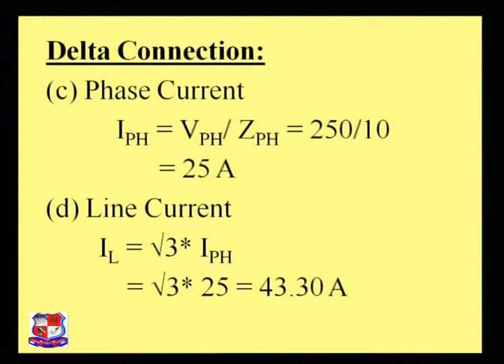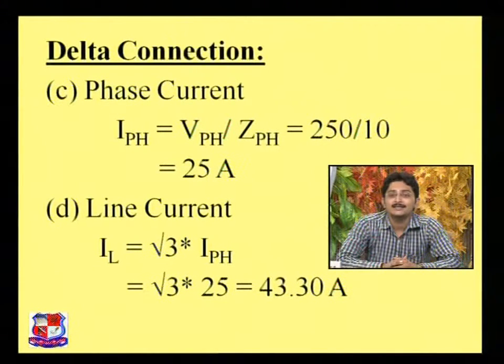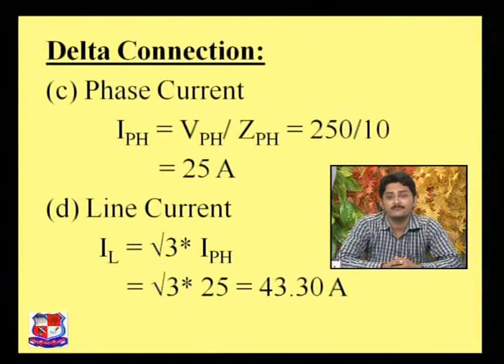Now the phase current, IPH. I equals V by R, but for a three-phase or polyphase circuit, instead of writing R we put the impedance Z. So IPH equals VPH by ZPH. VPH is our line voltage, 250 volts, and ZPH is 10. So 250 by 10 gives IPH equals 25 ampere, the phase current flowing through the delta connection.